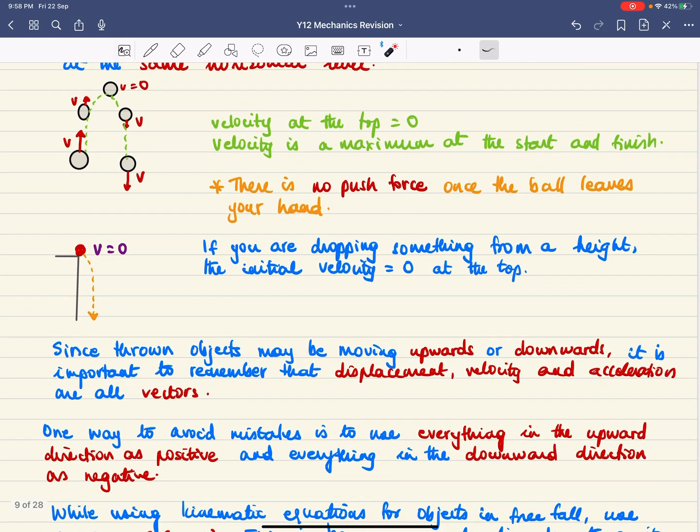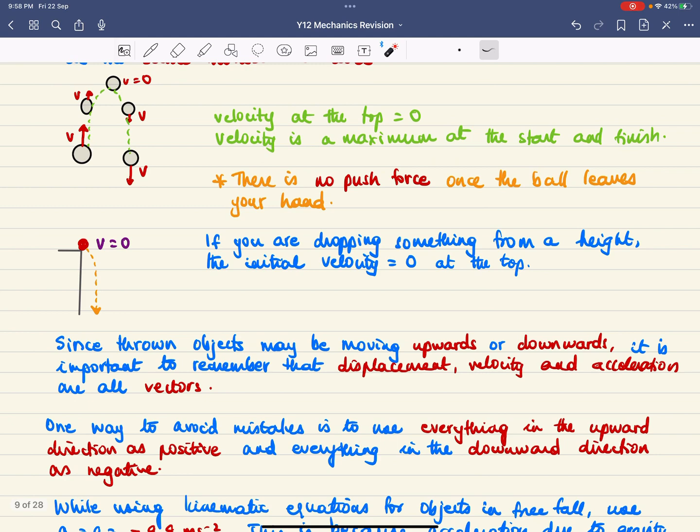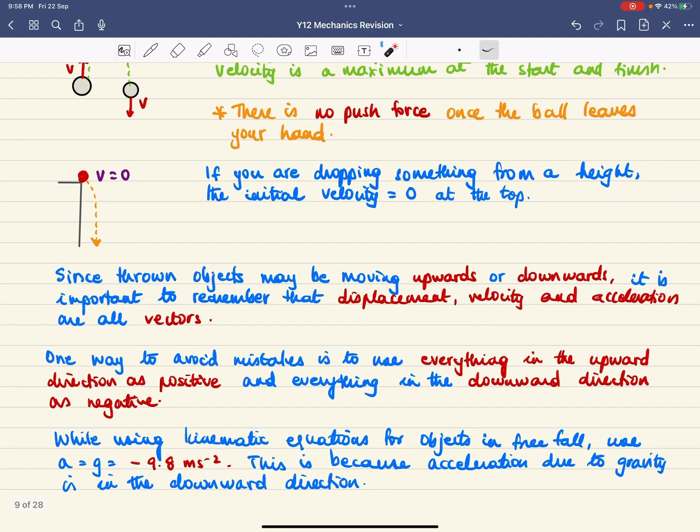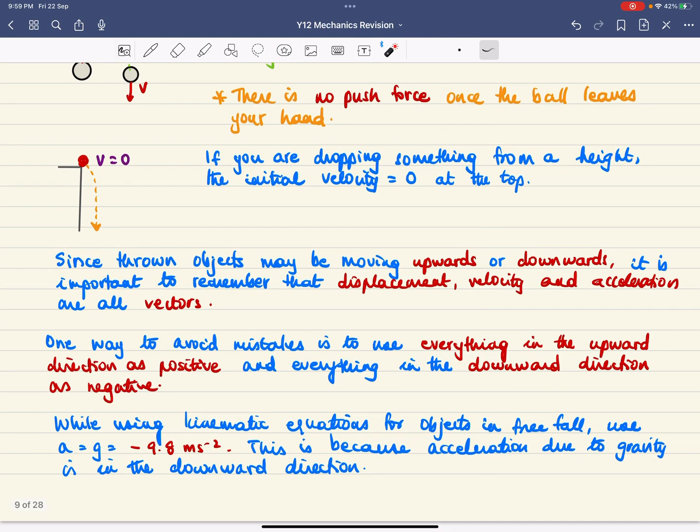Now, since objects that are thrown may be moving either upwards or downwards, it's important to remember that displacement, velocity, and acceleration are all vectors. And one way to avoid mistakes is to use everything in the upward direction as positive and everything in the downward direction as negative. And while using kinematic equations for objects in free fall, we use the acceleration due to gravity as negative 9.8 meters per second squared. This is because acceleration due to gravity is in the downward direction.